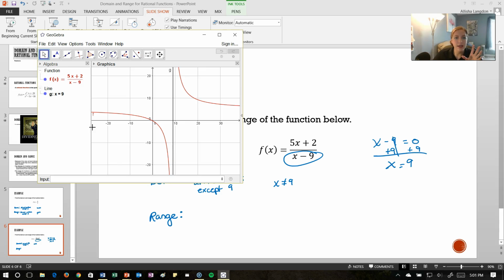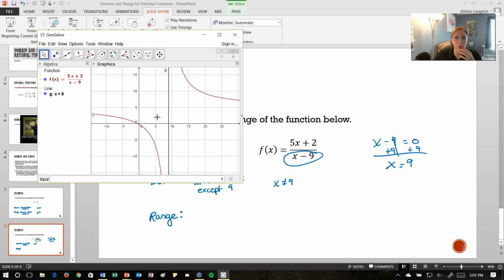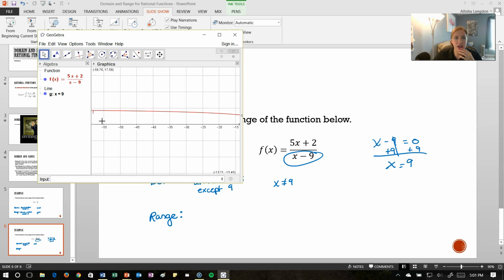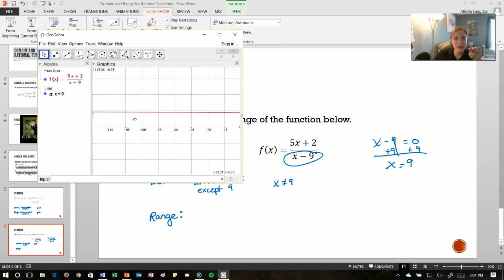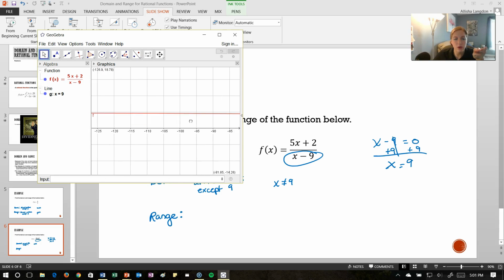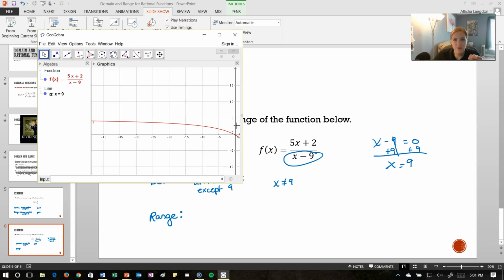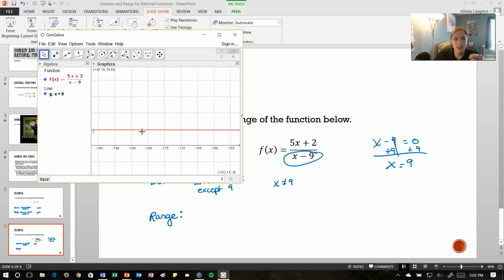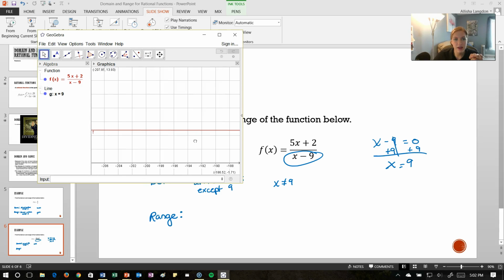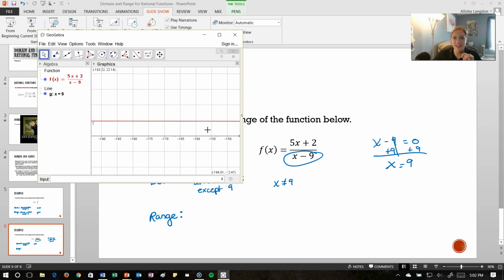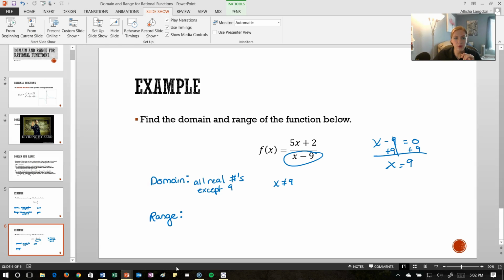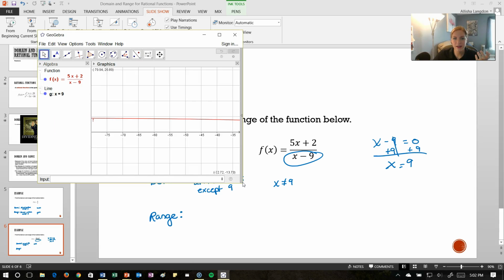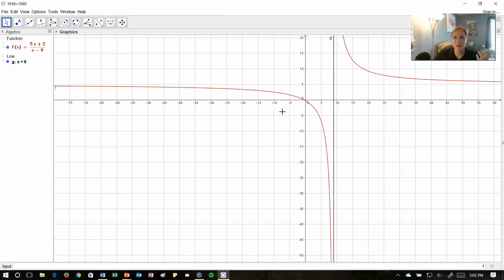And likewise, what value of y does this not touch? If we keep going out, notice it gets closer and closer to that y equals 5 number, but it never actually touches it. We have to zoom in. I know it gets closer and closer and it almost looks like it's touching it, but it actually never touches that value. Oops, lost my graph there. Let's actually do this. Okay.